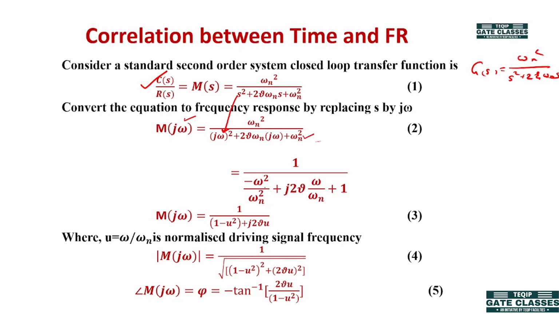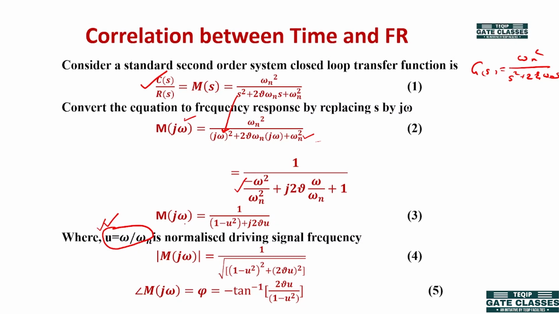Or we can simplify this in the form 1 upon minus omega square upon omega n square plus j 2 zeta omega by omega n plus 1. Here we can write omega by omega n as the normalized frequency. Although we can solve the equation in this form also, this will make our calculation easier, so it is advisable to convert this using normalized frequency. But if you wish, you can do it in the same form also. So now when we are considering u, the normalized frequency, our M(j omega) would be equal to 1 by 1 minus u square plus j 2 zeta u.